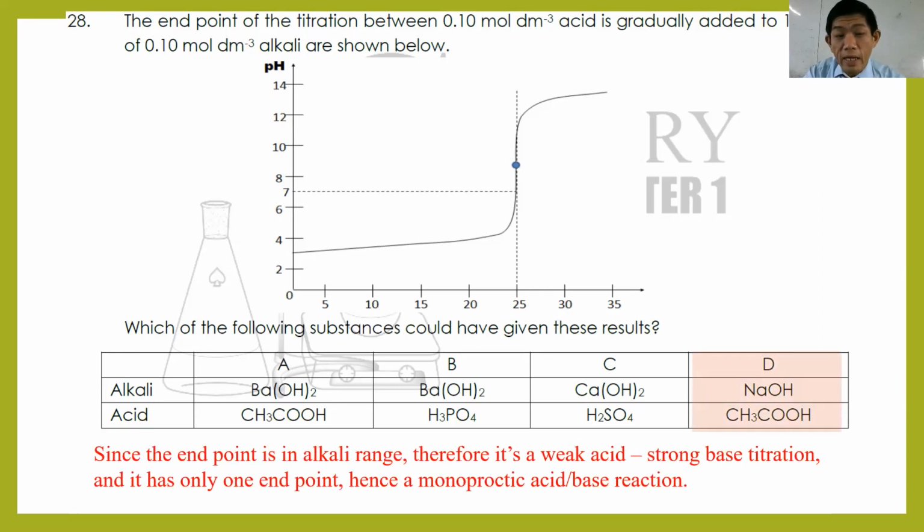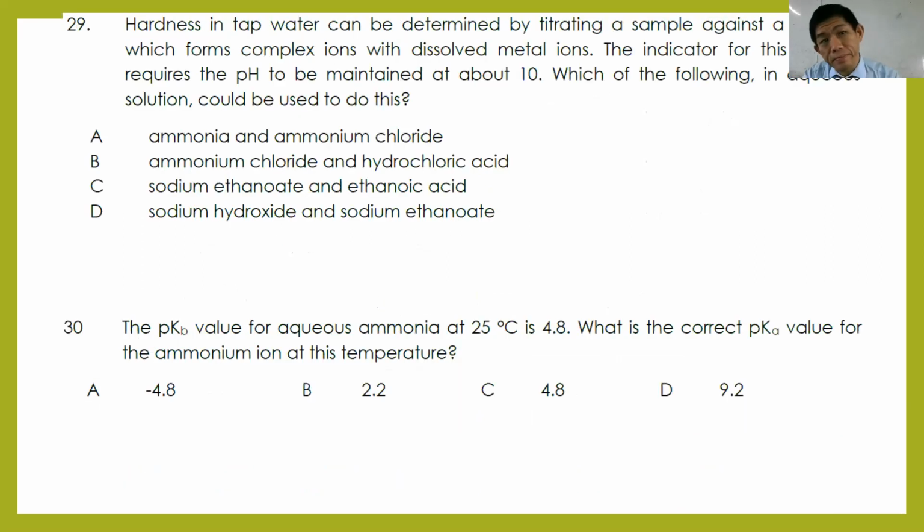Okay, so why are A, B, and C not suitable? Because they are diprotic. So when they are diprotic, you expect to have two endpoints, but in this case, it's only one endpoint. So it must only be a one stage reaction in here. So the best answer in here is D.